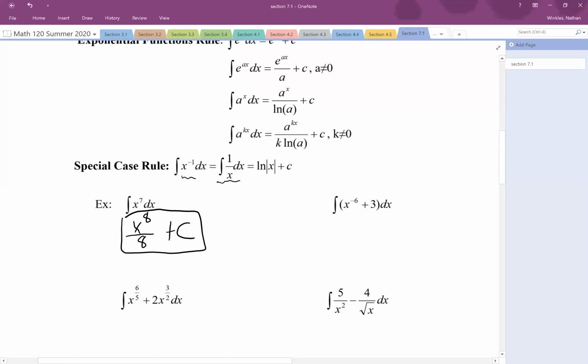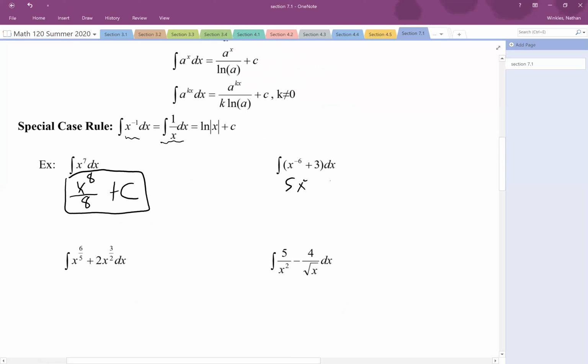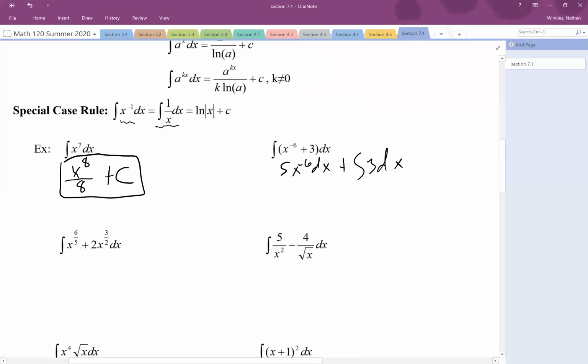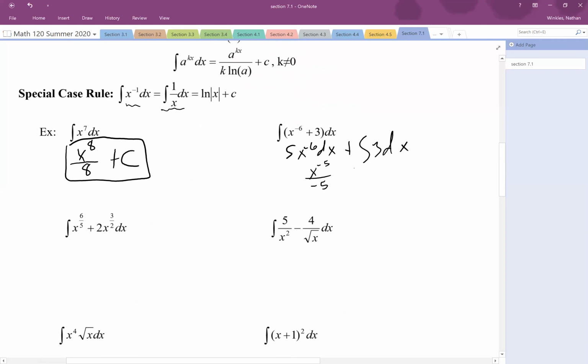For the second one over here, this would be the integral of x to the negative 6 dx plus the integral of 3 dx if we wrote it out like this. You don't have to write it out like this. If you just want to perform the operation, do it. So we add 1 to our exponent. We divide through by the new exponent. We have a constant, so that's going to be 3 times x plus c. So this would be our answer here.